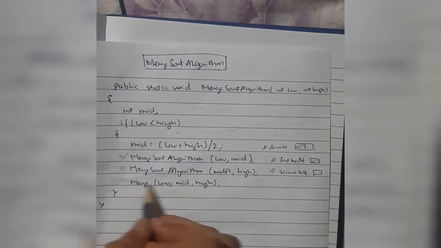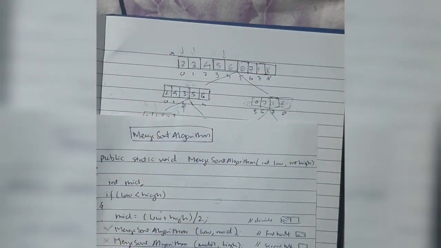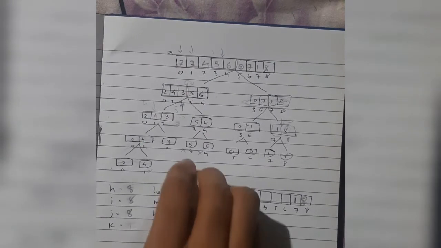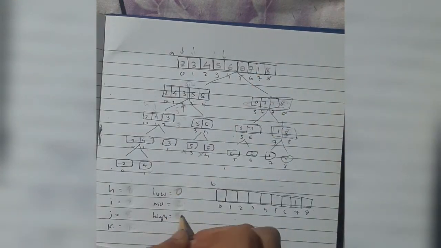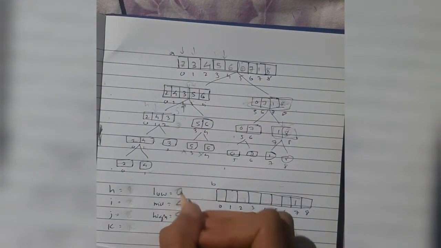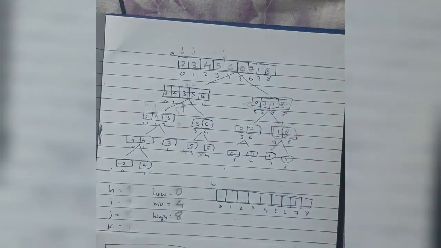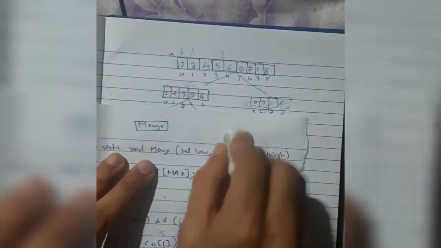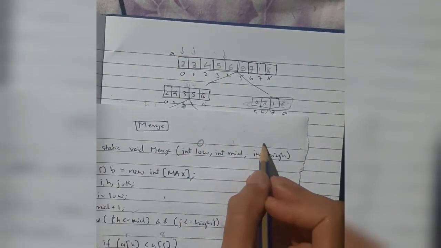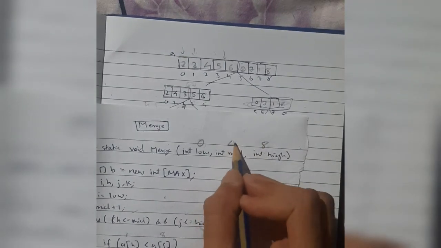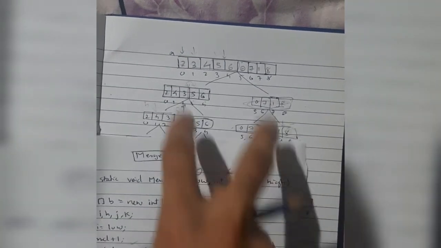Now I have to call the merge for the main array. In main array, what are the values of low, mid and high? That one will be written here. Low is 0, high is 8, mid is 4. With these values we will be calling the merge function. Let's call the merge function here with the values of 0, 8 and 4.